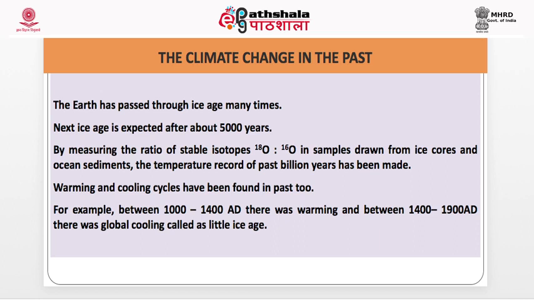Warming and cooling cycles have been found in the past too. Previously also, say for example in 1900, England was very cool. The Thames river was almost frozen. So, it is not necessary that only today is warming; there has been warming in the past also. For example, in 1500 AD there was warming, and between 1400 to 1900 there was global cooling called the Little Ice Age. The example I gave was the Thames river. So, the theory says the next ice age will be about 5,000 years hence, when there will be low temperature.